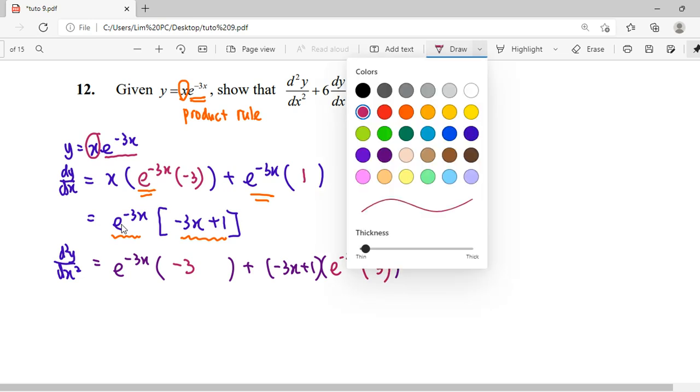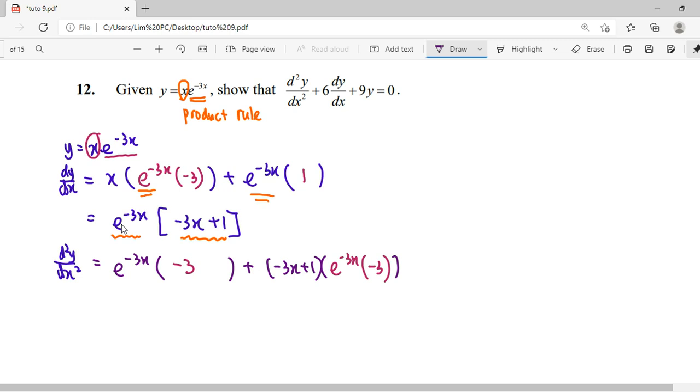Okay, so we've done our process of differentiation. Now it's going to simplify. If we want to simplify, we have to find out which factors are the same in the first term and the second term here.